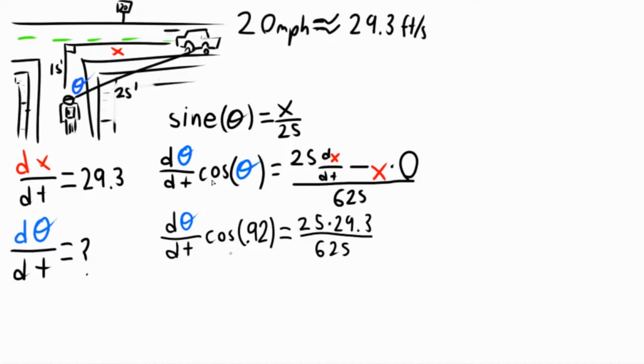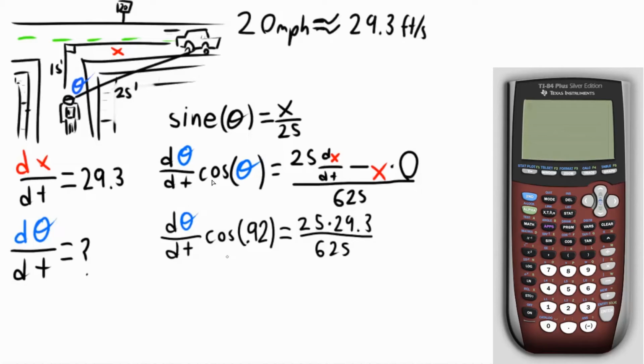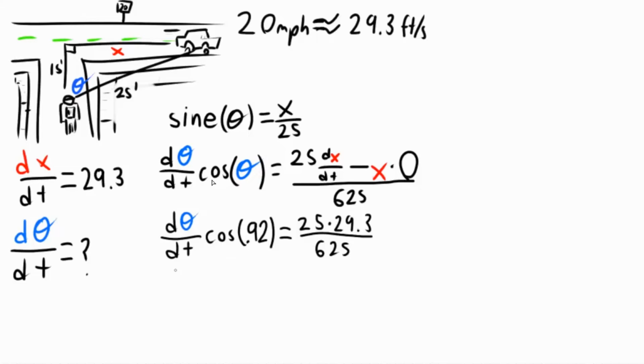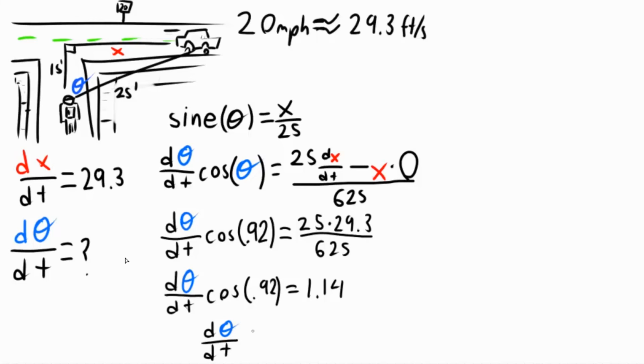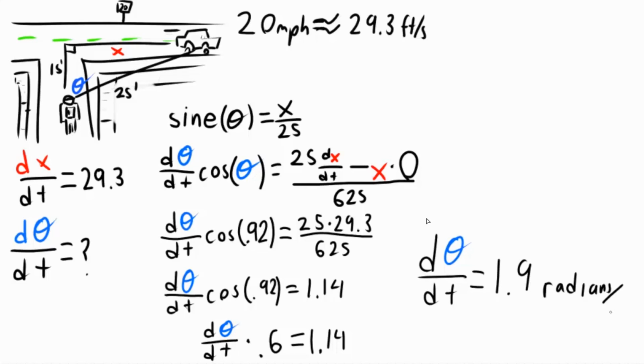You get this 0.92 by going onto your calculator, using the inverse cosine function, and plugging in 15 over 25, or adjacent over hypotenuse. By solving for the inverse cosine, you get 0.92 as the radian value. Solving that fraction gives us dθ/dt times cosine 0.92 equals 1.14. From there, we can solve for cosine 0.92, which is 0.6. So the equation now becomes dθ/dt times 0.6 equals 1.14. We can finally isolate dθ/dt. From there we get dθ/dt equals 1.9 radians per second.